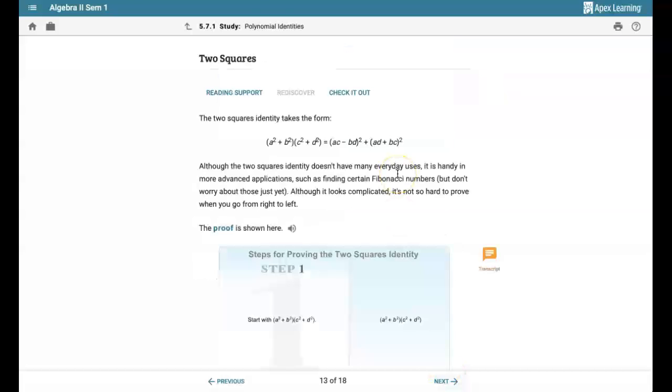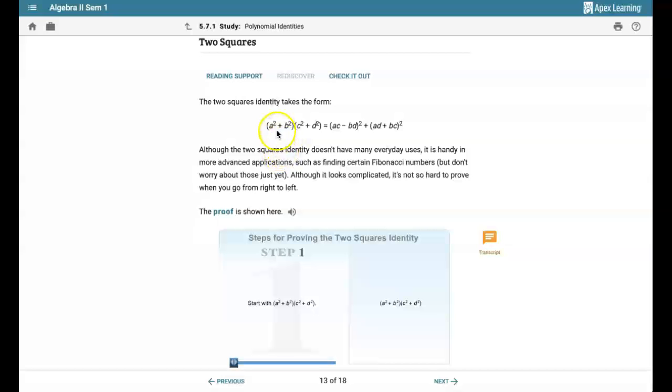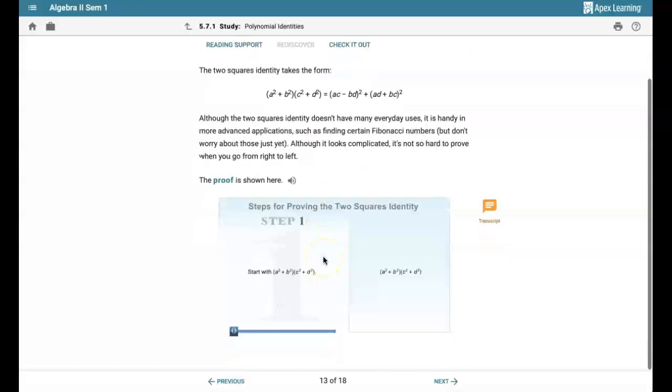All right, looking at another one here, we have this one called 2 squares, right? It's where you have 4 values and they're squared together. And when we have the identity, it results in this (AC minus BD) squared plus (AD plus BC) squared, right? I think about it like foiling, right? A multiplied by C, A multiplied by D, B by C, and B by D, right? So looking at that there.